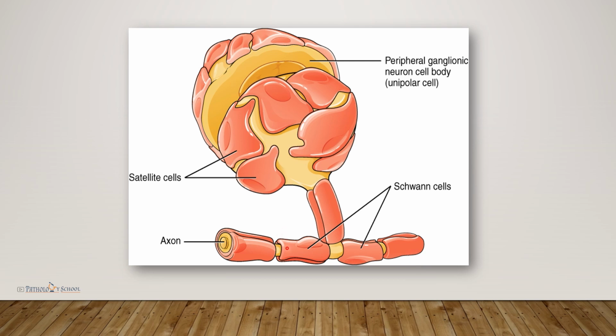Between two Schwann cells, the gap is known as node of Ranvier. These are the satellite cells. The literal meaning of satellite is something which lies around something else. So the satellite cells cover the peripheral ganglion of the nerve cell body in the peripheral nervous system.